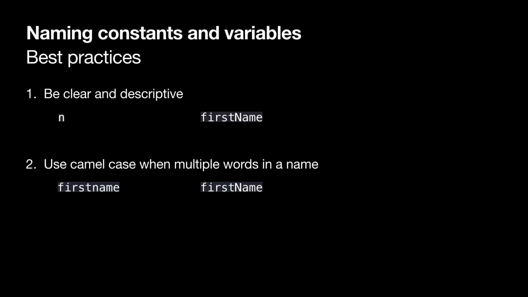When naming, there are some best practices to keep in mind. So we want to be clear and descriptive. We don't want to name variables N or A or B. We want to name them in a way that is going to be clear what that variable is. We also want to use camel case when multiple words are in a name. So here we see firstname is all lowercase, which it should actually be represented as firstName in camel case.